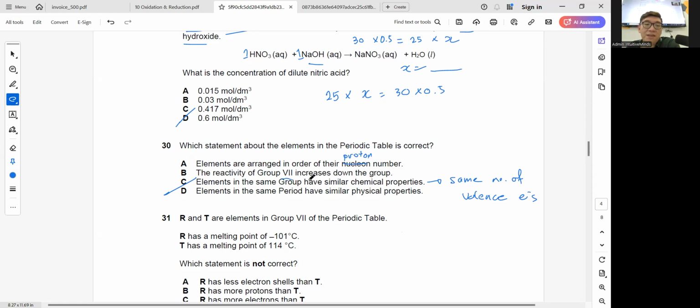What about B? Group 7, reactivity increases down the group. Is that correct? Of course not. It should decrease. What's the most reactive element in group 7, or group 17? Fluorine. Same period has similar chemical properties, physical properties. What makes you guys think that's a correct answer?